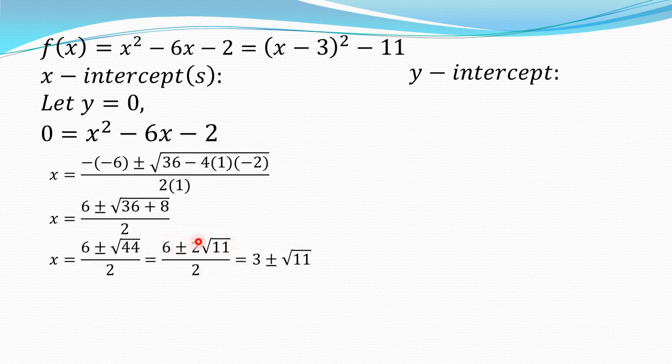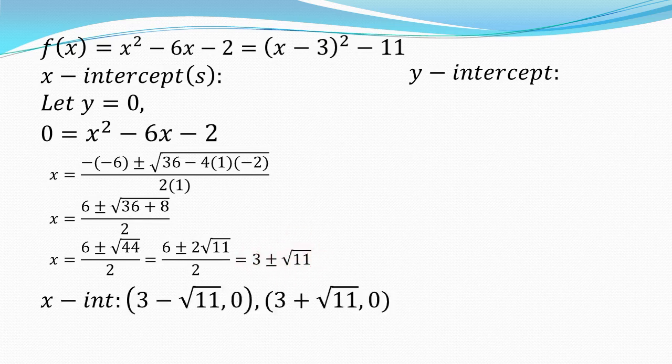So we could divide by 2, and that's just 3 plus or minus square root of 11. This is an irrational number, so there's nothing more we can do about that. So your x-intercepts would be 3 minus square root of 11, because remember, this is plus or minus. So 3 minus square root of 11, 0, and 3 plus square root of 11, 0. It's really just like copying this into the x coordinates, changing the signs, and then putting 0 for y.